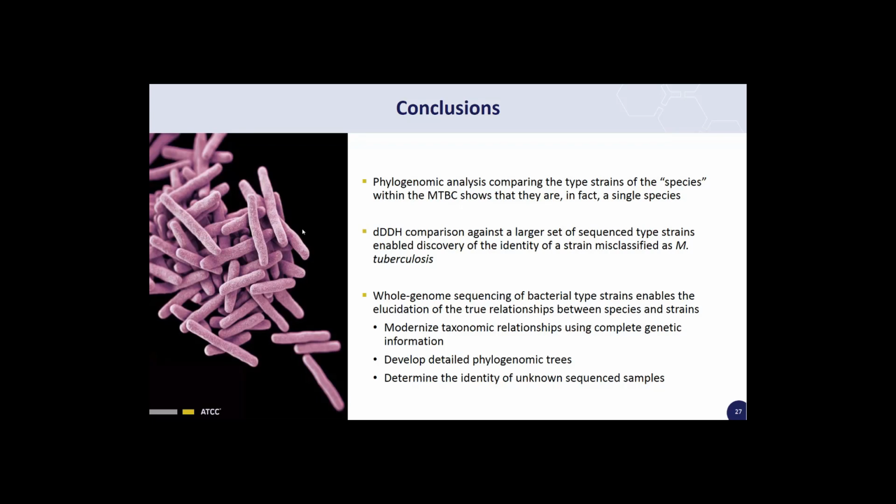We also used digital DNA hybridization to compare a strain ostensibly belonging to Mycobacterium tuberculosis against all the other type strains of Mycobacterium species and discover its true identity. Using this approach, we have shown that whole genome sequencing of bacterial type strains enables the elucidation of the true relationships between species and strains.